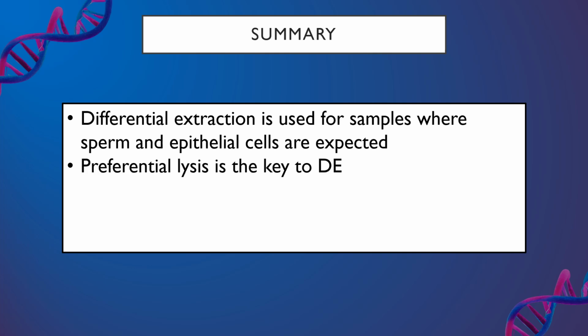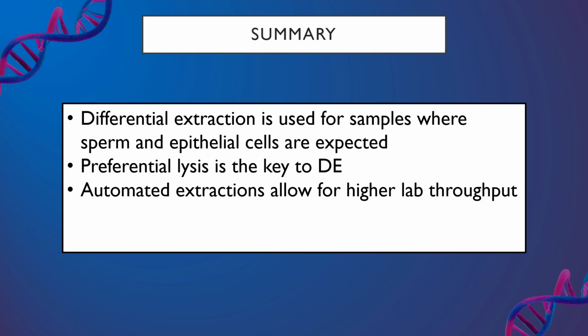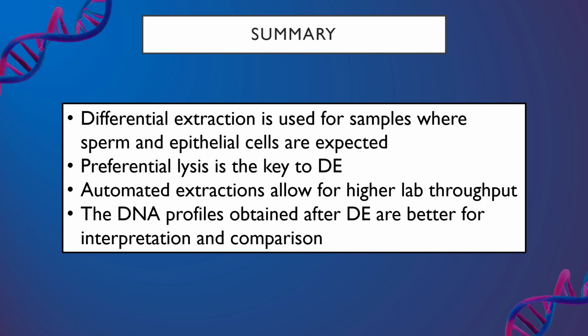The reason differential extraction works is because of the ability to preferentially rupture the epithelial cells versus the sperm cells using the reagent DTT. While manual extraction can still be used, many labs have switched to automated extraction in order to increase throughput. Finally, the benefit of the differential extraction is best visualized with the DNA profiles obtained, showing the separation of the male and female profiles, which makes comparison much simpler.